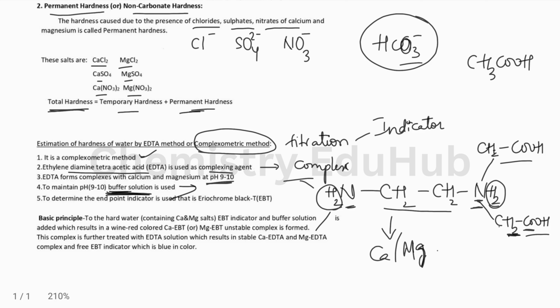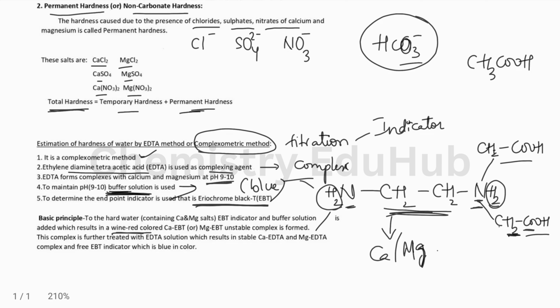And to understand the color change, to understand that the titration has ended, we use an indicator called eriochrome black T. Now what is the color of eriochrome black T? It is generally blue in color. Though the name indicates black, it is blue in color. But whenever it forms a complex with the metal ions, it turns to wine red color.